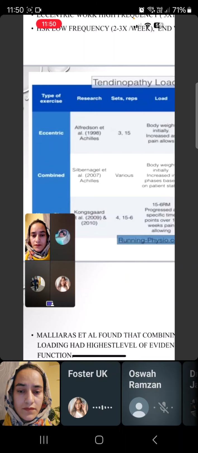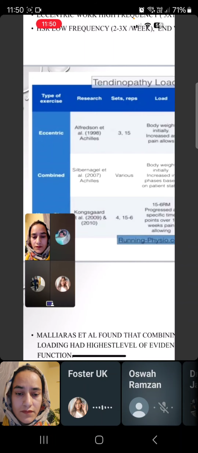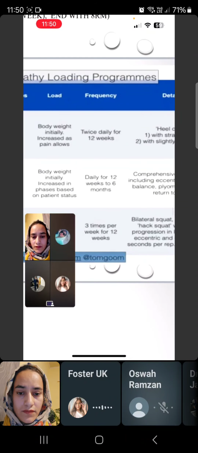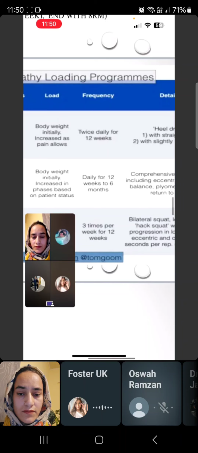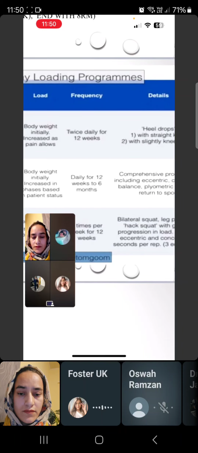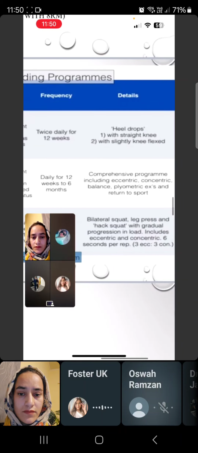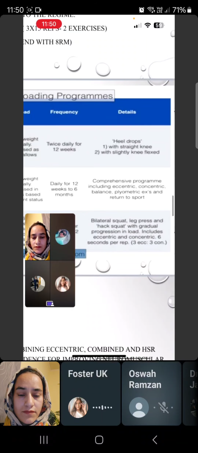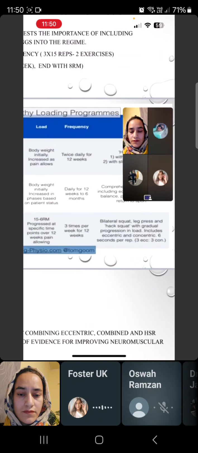But just to give you a bit of detail, they have added eccentric plus concentric into their work. Their frequency was also daily, but for 12 weeks to 6 months. So as you can see, their time was a little bit longer than that. So 4 to 6 months in short. So what did they do? A comprehensive program, including eccentric, concentric, balance, plyometric exercises, and return to sports. This is what their routine was.